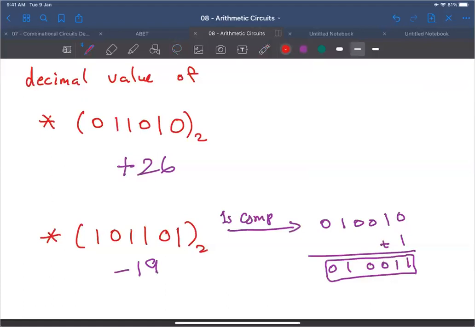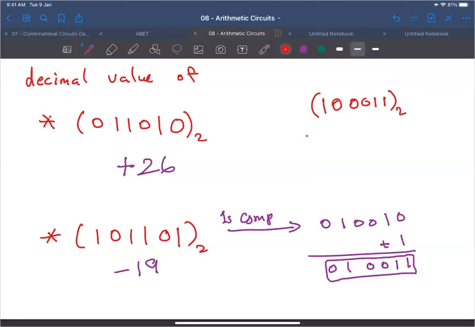Let me take another example. 1 0 1 1 1 0. What is the value of this number? It's represented in 2's complement using 6 bits. What is the value in decimal of this number? Who can tell me, step by step? You don't have to tell me the final value, just tell me what to do.